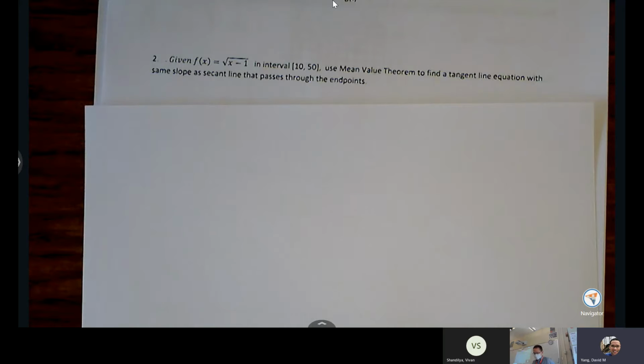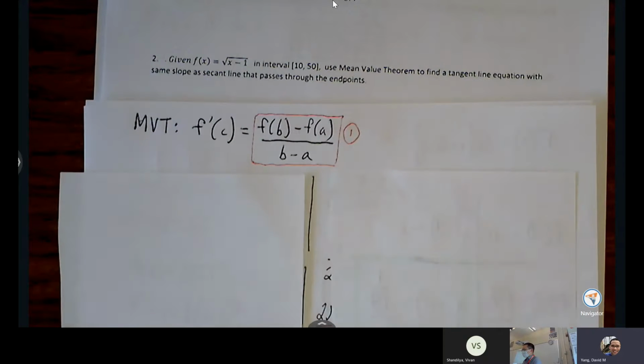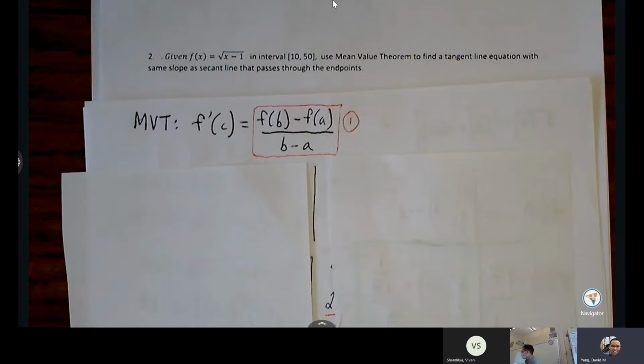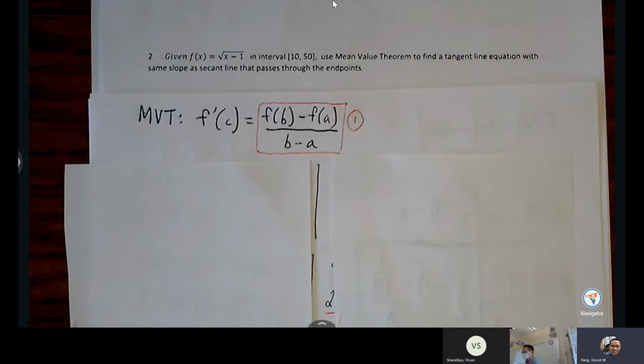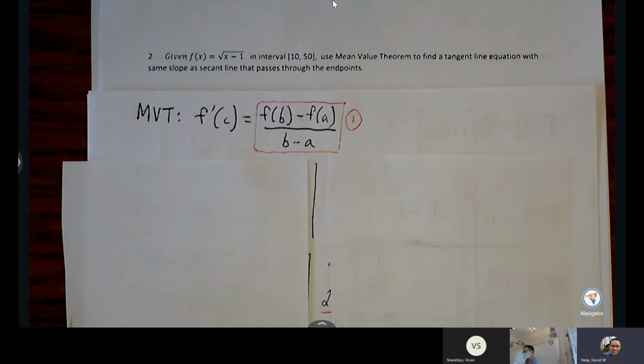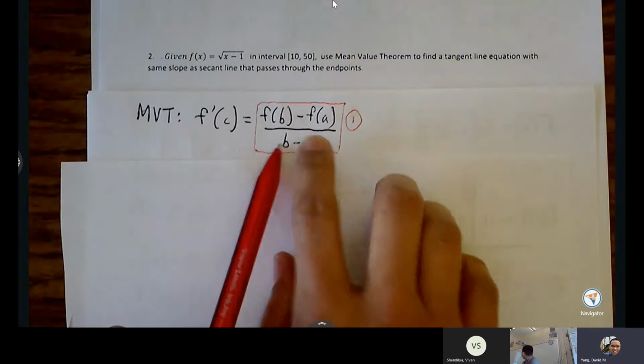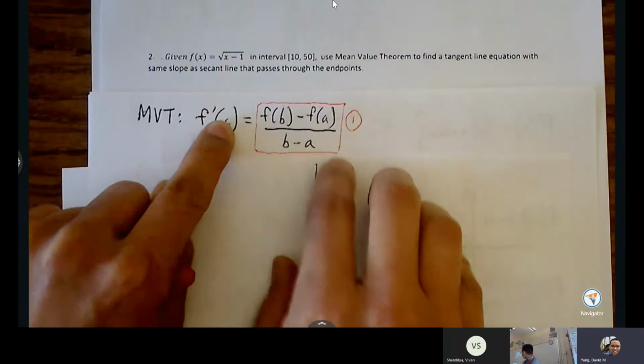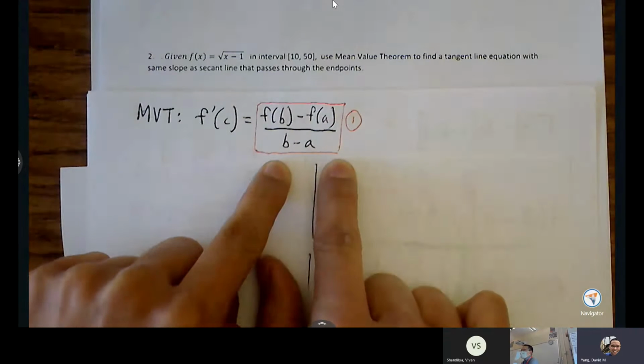Okay, so here's the big picture with mean value theorem. We just want to be able to apply this formula here: f of b minus f of a over b minus a. So the first thing you want to do is, let's not worry about the derivative. Let's worry about finding the slope between the endpoints.